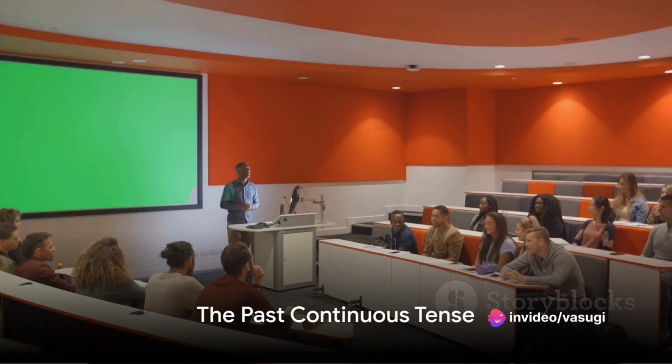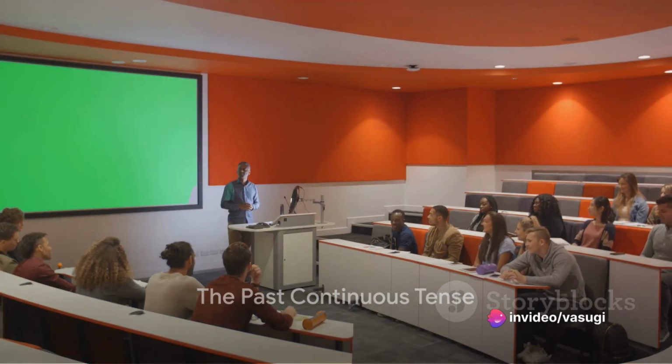The past continuous tense is used for actions ongoing at a specific time in the past. The structure is subject, was or were, present participle, and the object or complement. As in, they were studying when the phone rang.